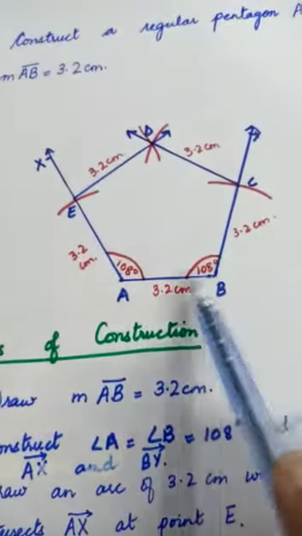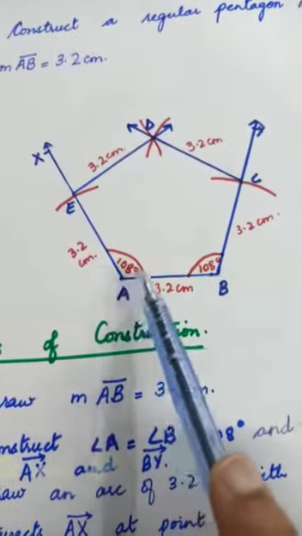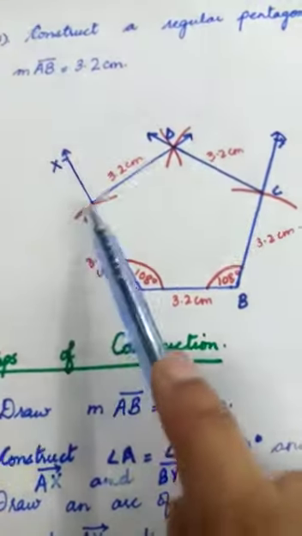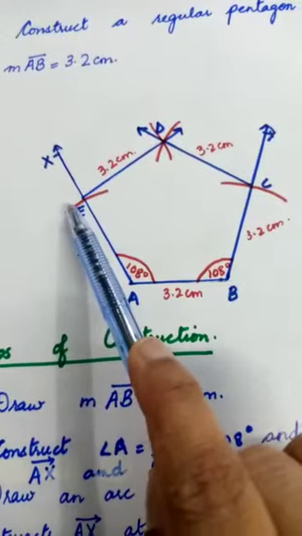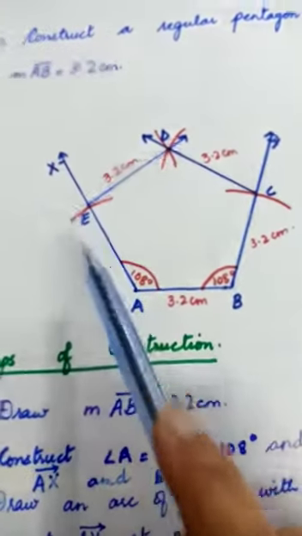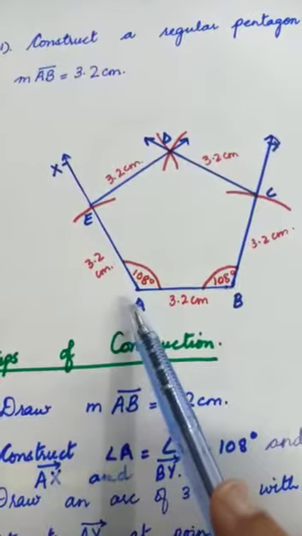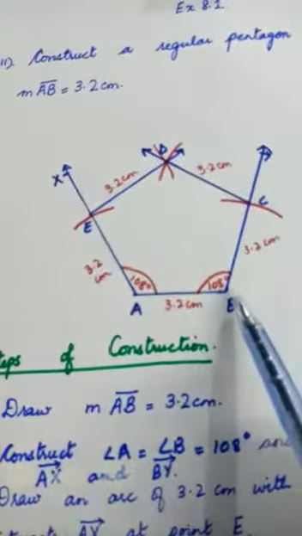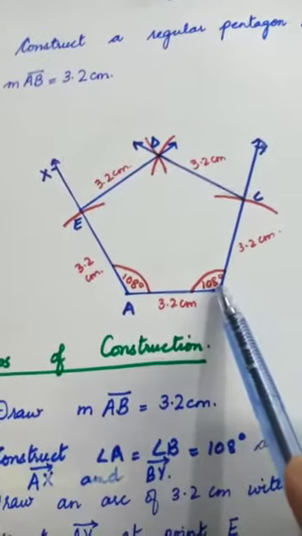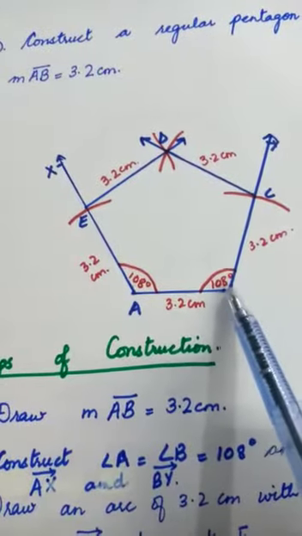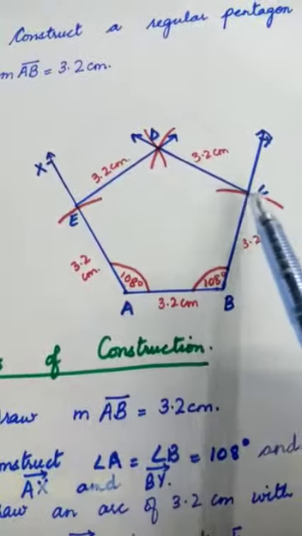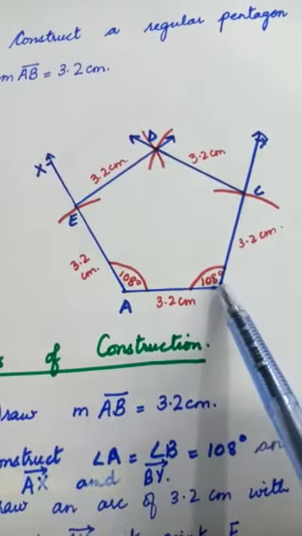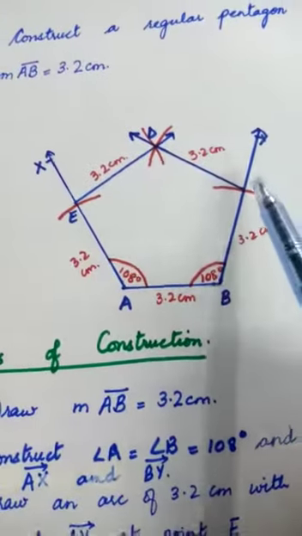After this, take your compass and with a radius of 3.2 centimeter, draw an arc from point A at point E, that is the intersecting point where AX is being cut. Then take point B as a center and draw an arc of 3.2 centimeter and mark an arc here that is going to cut ray BY at point C.